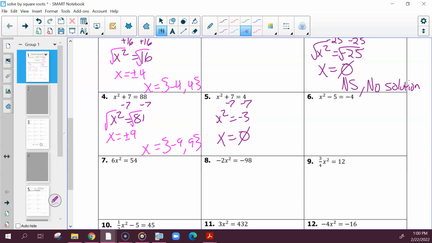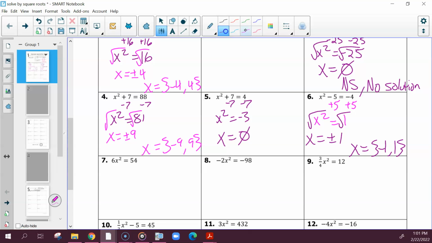Number 6, you may be thinking the same thing. I have negatives, but isolate your x squared first because that may not be the case. So if we add 5 to both sides, we have x squared equals positive 1 now. And then we can take the square root of both sides. So x equals plus or minus 1, or x equals negative 1 and positive 1.